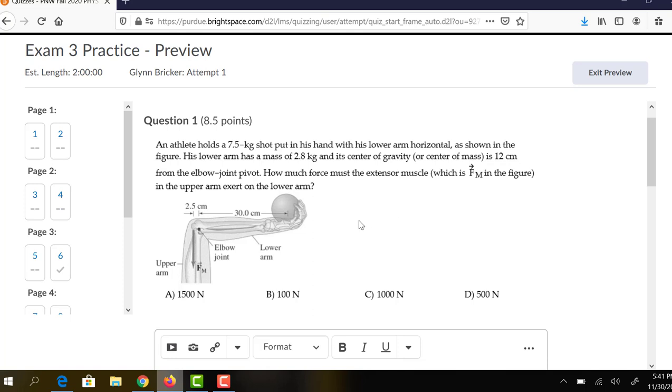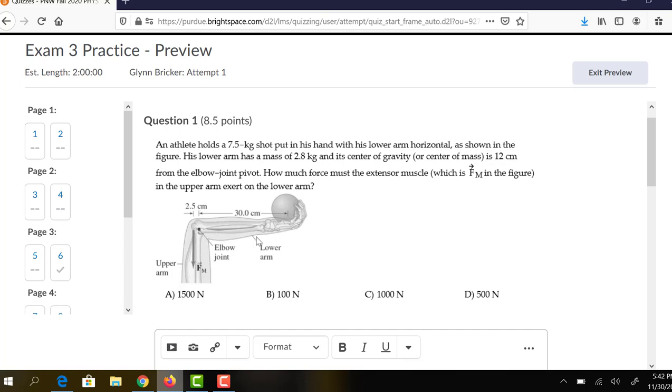Okay, so this was actually the second one on the test that you have, the PDF version. An athlete holds a shot put in his hand, 7.5 kilograms, with his lower arm horizontal as shown in the figure. So here's the picture, here's the pivot point. His lower arm has a mass of 2.8 kilograms, and its center of gravity is 12 centimeters from the pivot point. So the lower part of his arm on its own has a mass of 2.8.